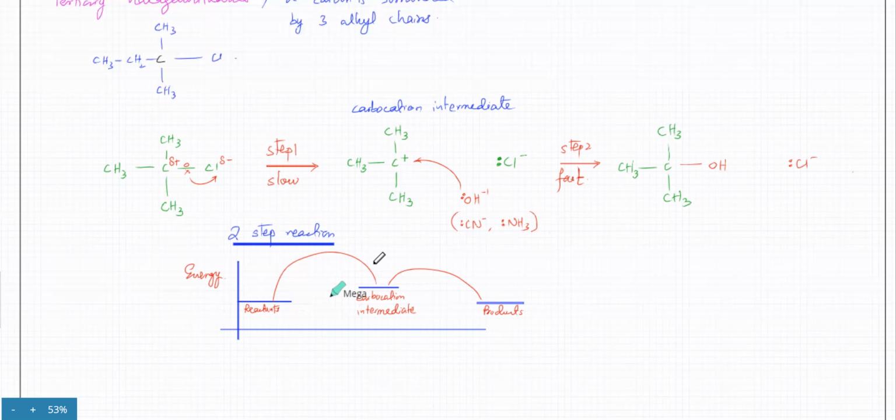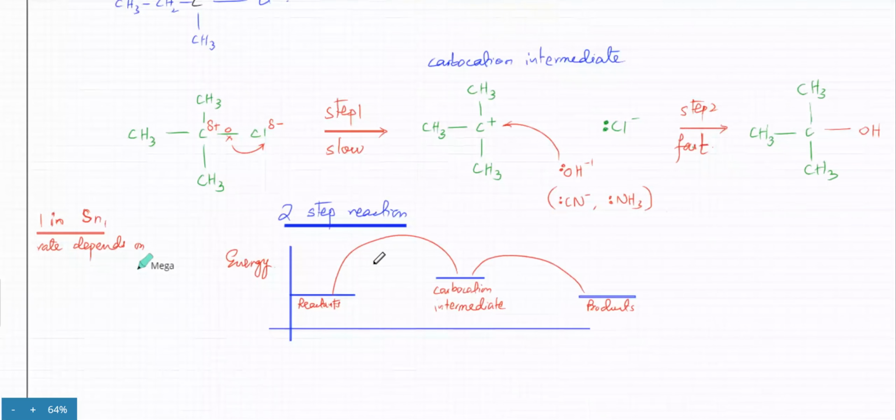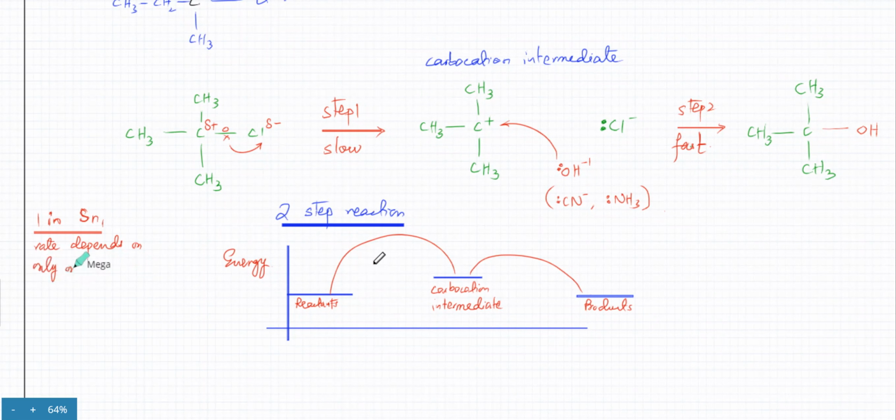Why is it called SN1? The reason it's called SN1 is: why is there a 1 in SN1? That means that the rate of the reaction depends on only one reactant. So rate over here, although there are two reactants in the equation, depends on only one reactant, which is the halogenoalkane. I mean, it doesn't depend on the concentration of OH ions. So rate depends on the halogenoalkane concentration, but doesn't depend on the OH ion concentration, which was the other reactant.